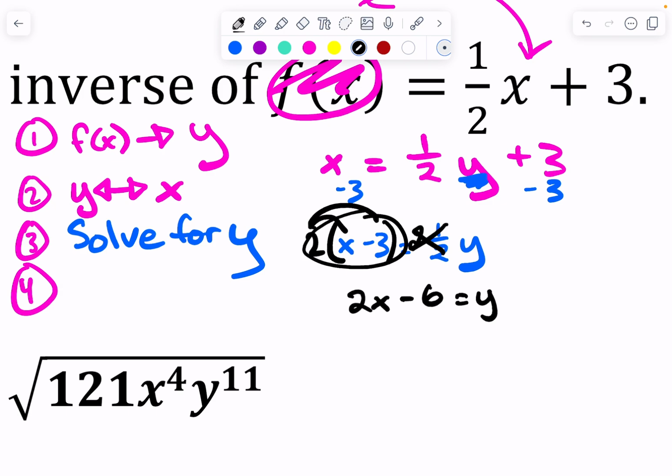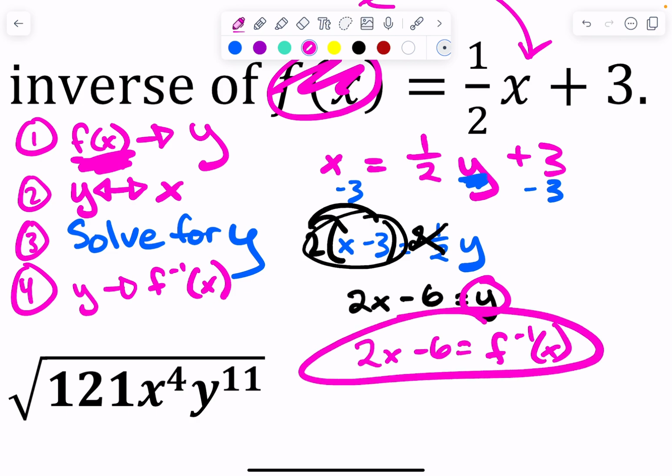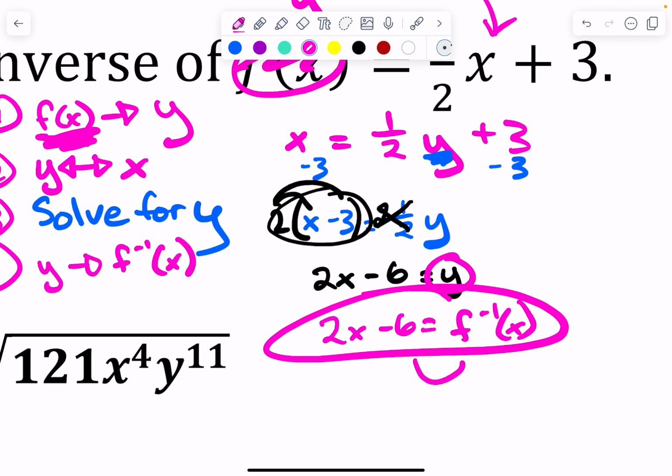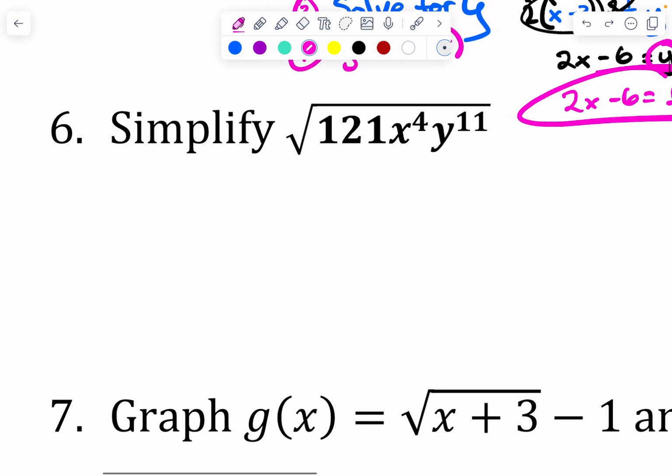Okay, that is my third step, and then my last step is that the y gets renamed back, and it becomes f inverse of x. Okay, so now instead of calling it f of x like we did up here, it is now f inverse of x, and I have 2x minus 6, okay? Now, if that bothers you, you can flip these two around also and say f inverse of x equals 2x minus 6, whatever. But anyway, there you go. Okay? All right, next, 6.